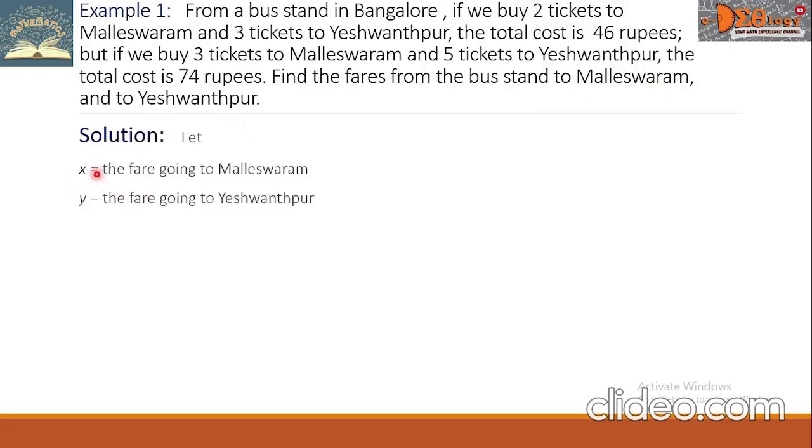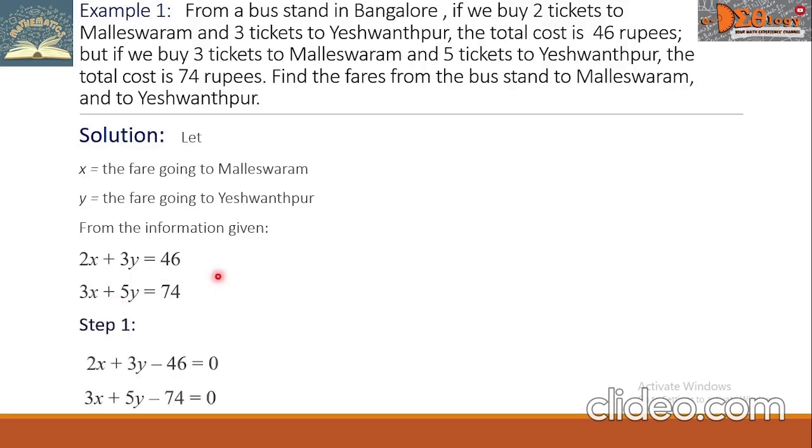We let x be the fare going to Malleswaram. We let y be the fare going to Yeshwanthpur. From the conditions given, we can see that 2x plus 3y equals 46. Next condition, 3x plus 5y equals 74. For step 1, we equate both equations to 0, meaning the constants 46 and 74 we transpose to the left, so it becomes like this.